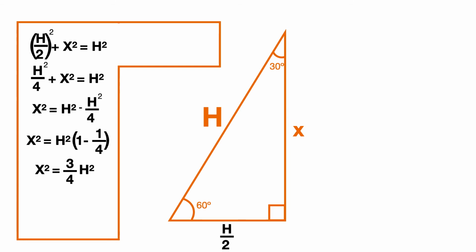Now, we're going to take the square root of both sides. The square root of x squared is just x, and the square root of 3/4 h squared, because of the property, we're going to get this answer. So, x is equal to square root of 3 over 2 h, right? Because the square root of h squared is just h, and square root of 3 is square root of 3, it's just a long decimal expansion, and the next one is going to be square root of 4, which is 2.